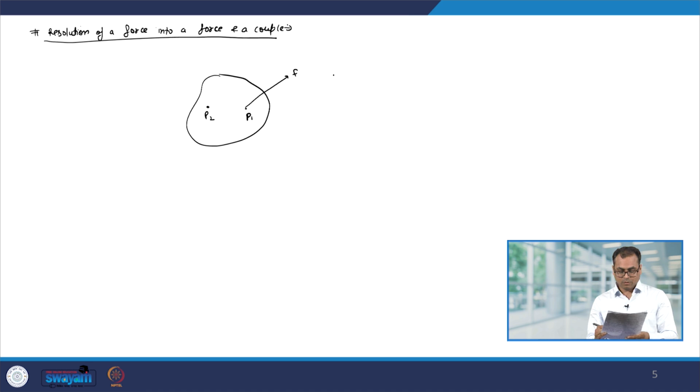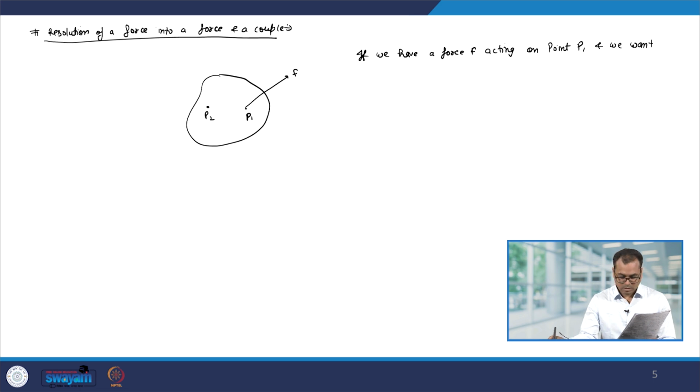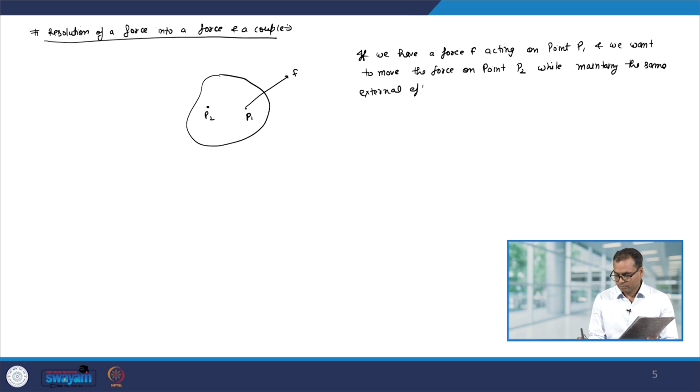Okay. So, let me write it down. If we have a force F acting on point P1 and we want to move this force on point P2 while maintaining the same external effect, then we can make use of the following steps. So, please follow it.